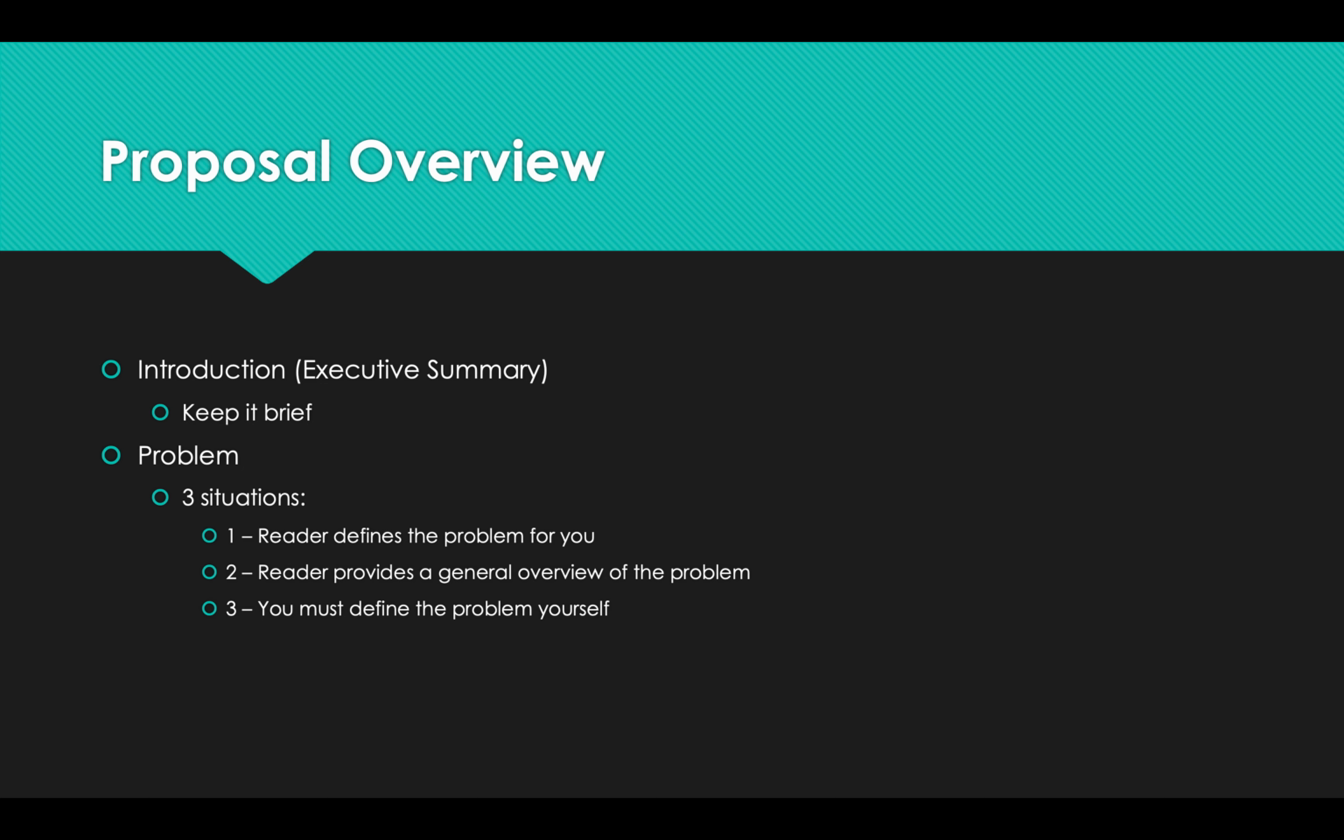There's a general format by which a proposal is organized. First, there needs to be an executive summary. It is important to get straight to the point and be brief, as it is only an introduction to the specific subject matter. Next, the problem needs to be identified. There are a few different scenarios in which the problem can be identified. The reader completely defines the problem, gives a general overview of the problem, or the writer needs to completely define the problem by his or her own efforts.